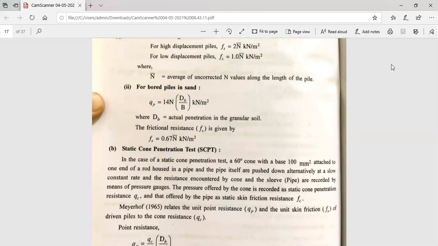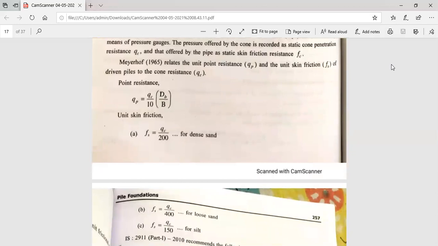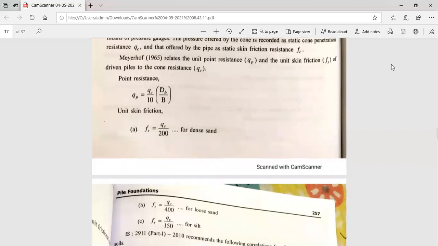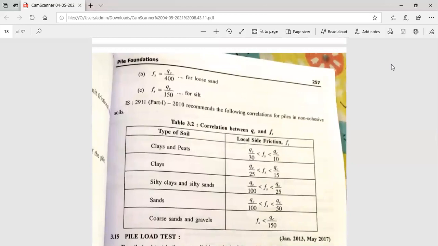So Meyerhof relates the unit point resistance and the skin friction of the driven pile to the cone resistance. The point resistance equation is QP is equal to QC by 10 in bracket Db by B. For unit skin friction, Fs is equal to QC by 200 for dense sand, Fs is equal to QC by 400 for loose sand, and Fs is equal to QC by 150 for silt.